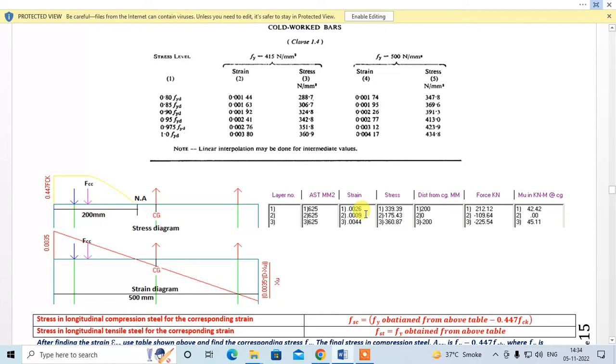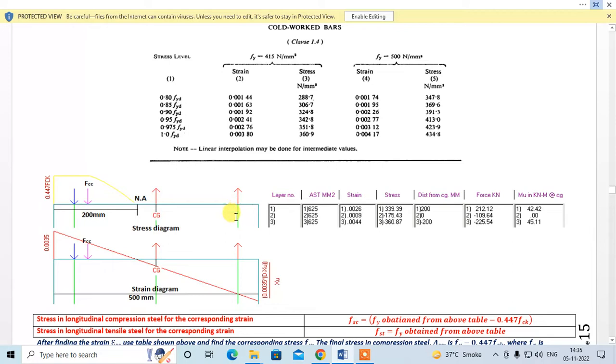Now find the stress in this, right? Strain is 0.0009, so that falls somewhere over here. You can find the stress by interpolation between 0 and 288.7, and that is directly taken because it is a longitudinal tensile steel, right? So no deduction is to be made. Whatever stress we get from here is written directly over here, that is 175.43, right?